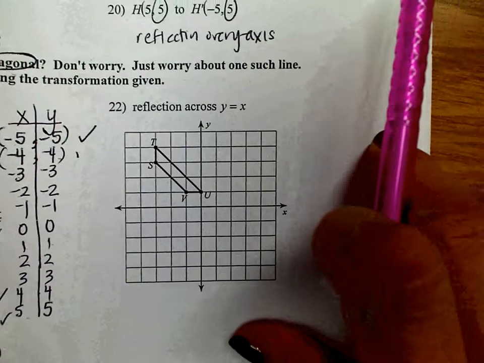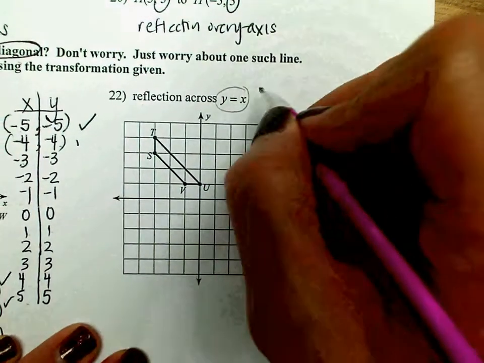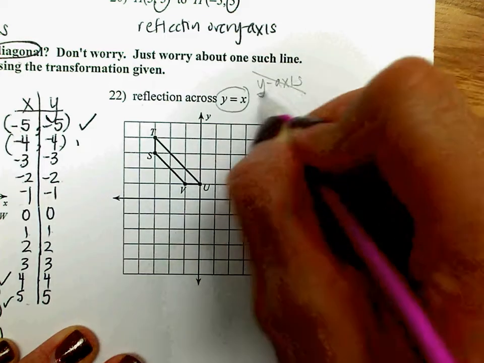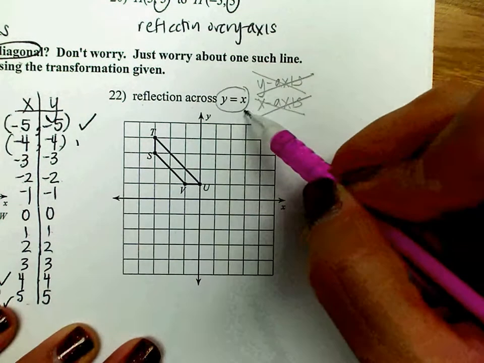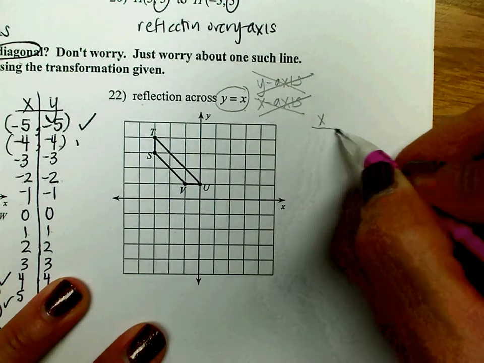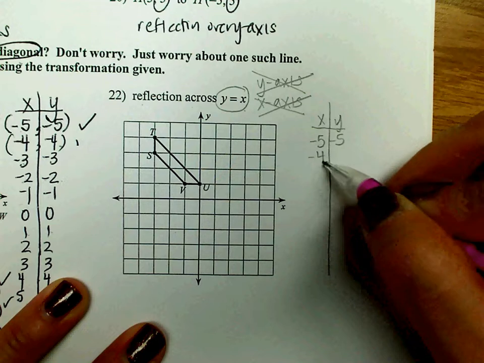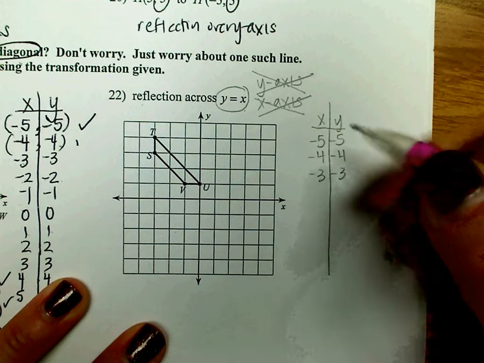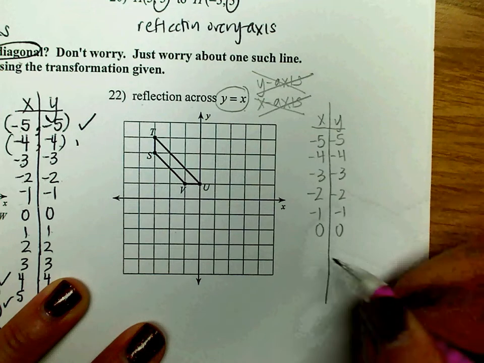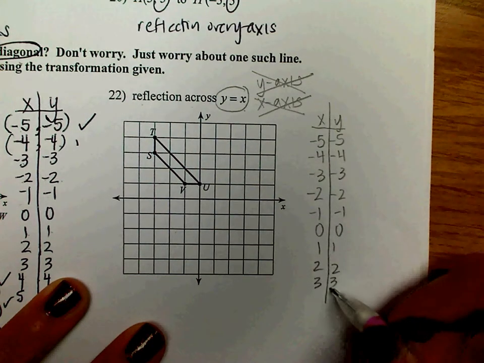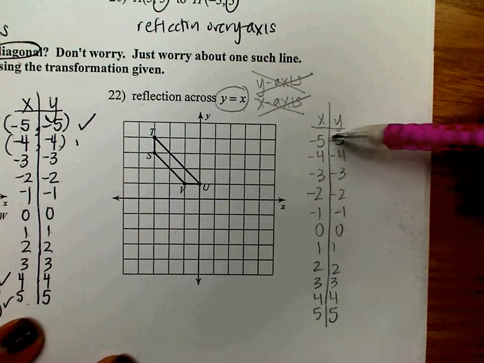So let's try number 22. It says reflection across y equals x. This doesn't say y-axis, so we're not going to use that. It doesn't say x-axis, so we're not going to use that. We're going to use the line y equals x, which means, let me make my table. You don't have to do this every time if you know what to do, but I'm going to go ahead and write these down. So -2, -2, -1, -1, then 1, 1, 2, 2, 3, 3, 4, 4, and then 5, 5. So then let's plot these points.